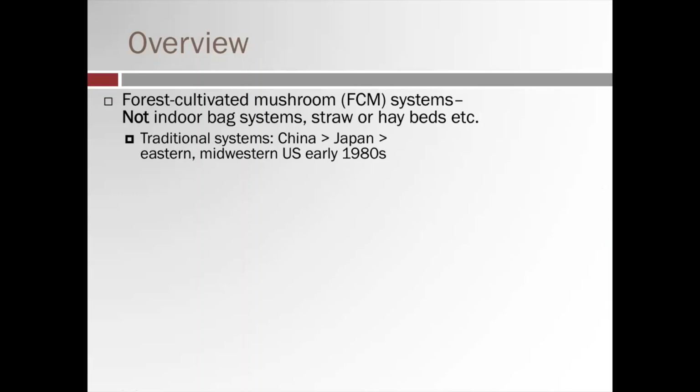These are traditional systems that originally came from China and migrated over to Japan, where they got fairly big and mainstream. And then in about the 1980s, it came over to the U.S. and started to be popularized in the U.S., especially in the Northeast and in the Midwest. Of all the universities that have done research on forest cultivated mushroom systems in the U.S., probably Cornell University has been the most active, and a lot of the pictures that I'm going to show today come from researchers at Cornell.